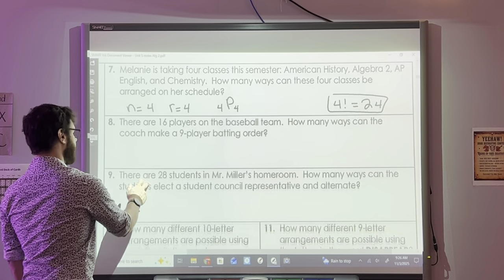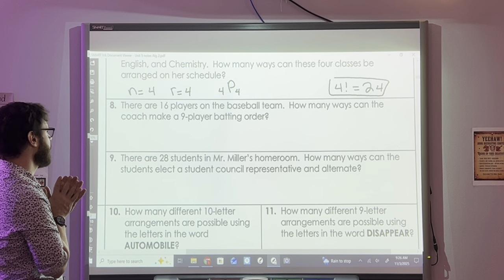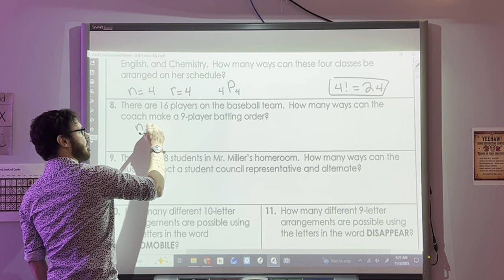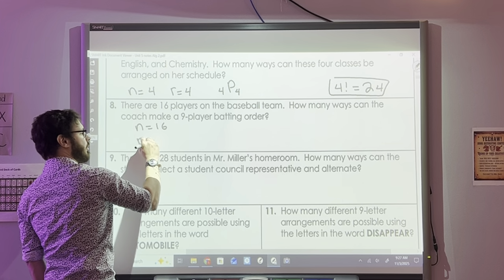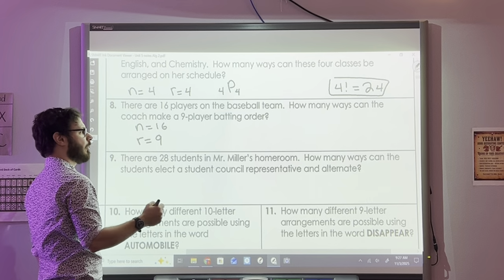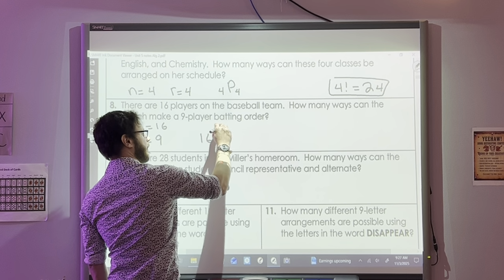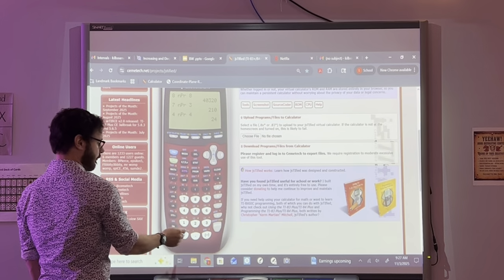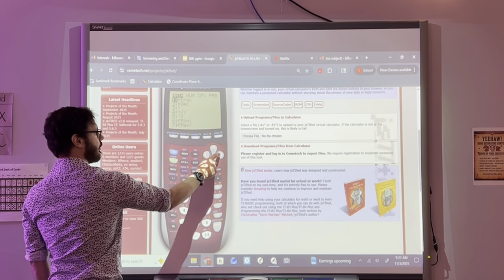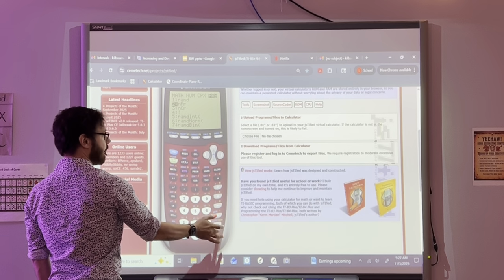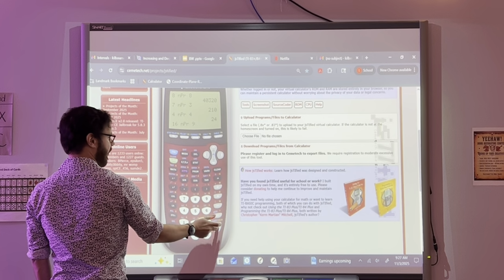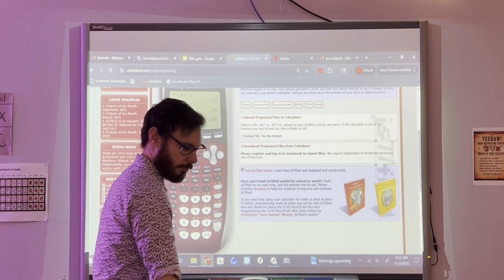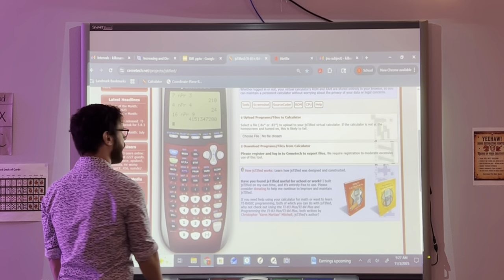And we got 1 more, I believe, or 2 more. 16 players on a baseball team. How many ways can we make a 9-player batting order? There are 16 kiddos, and I can only have 9 of them on the field at one time. 16P9. Probably a lot of different ways. Okay, I'm not going to write that down in your notes, but the answer is very, very large.